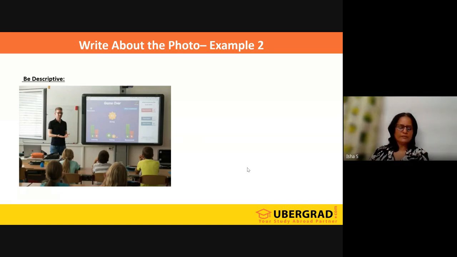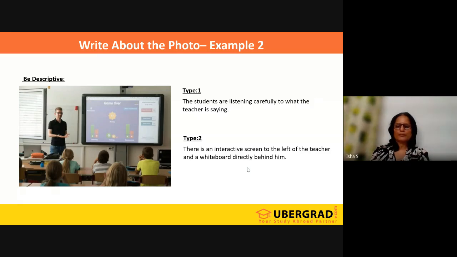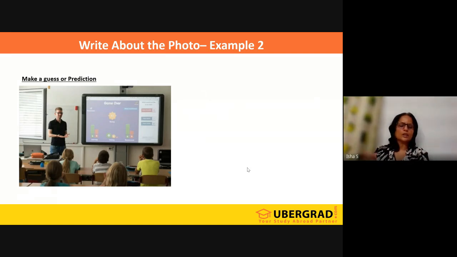Shall we check the description part? The students are listening carefully to what the teacher is saying. There is an interactive screen to the left of the teacher and a whiteboard directly behind him. So this is the description. Now it is time to do the prediction. You can write your predictions here.